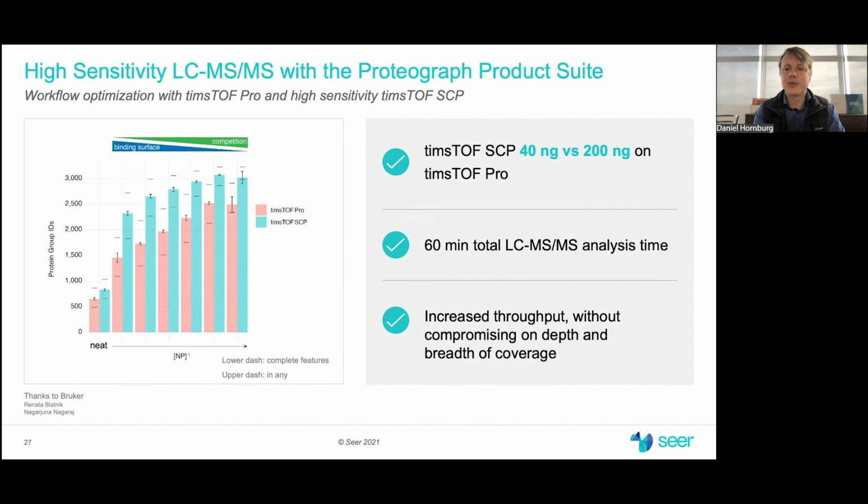In this comparison, for example, we investigated a 40 nanogram injection mass versus a conventional 200 nanogram injection mass on the timsTOF Pro. It's not an entire apples to apples comparison because it's a slightly different HPLC setup, but overall what you see on the left-hand side is that we are on par or better with the timsTOF Pro in terms of the number of IDs we achieve by using one fifth of the injection mass. So you see here neat plasma again, and then here our performance across the different competition states. And we reach more than 3,000 proteins in the end using a 60-minute LC-MS/MS analysis time.